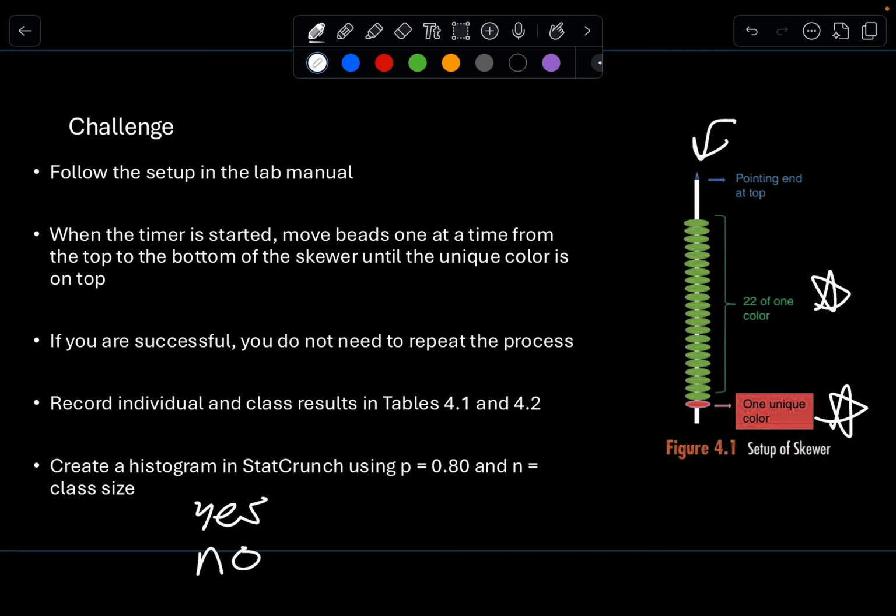And then your lab instructor will show you the methods. You'll hold the wooden skewer one at a time. You'll take the bead from the top and put it on the bottom. Then you'll do the next one, put it on the bottom, take the next one, put it on the bottom. You'll do this until the unique color is at the top. And then your lab instructor will be keeping time as well. So in table 4.1, in the outcome box, you'll either put success or failure.